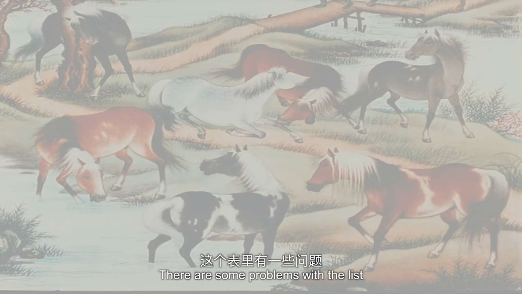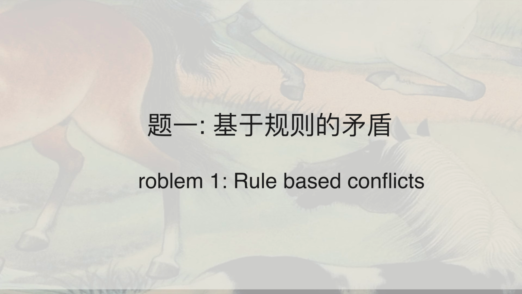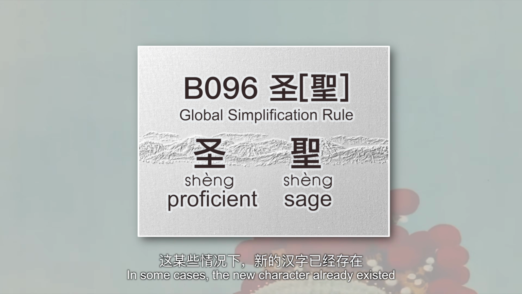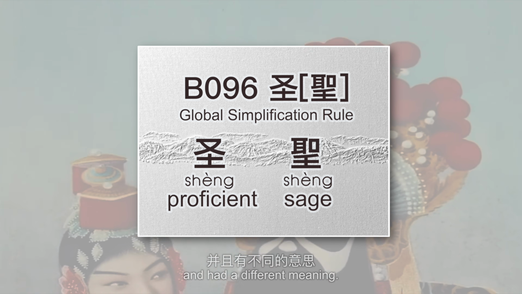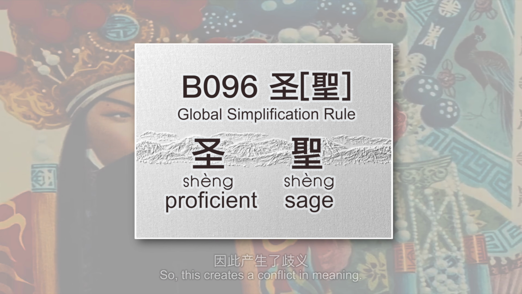There are several problems with this list. Problem 1. Rule-based conflicts. In some cases, the new character already existed and had a different meaning, so this creates a conflict in meaning.